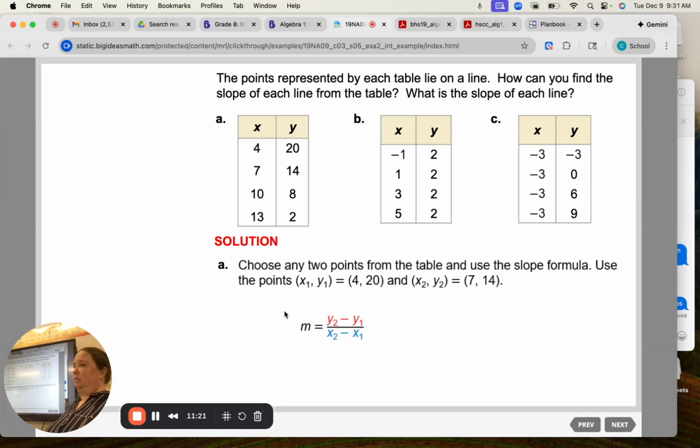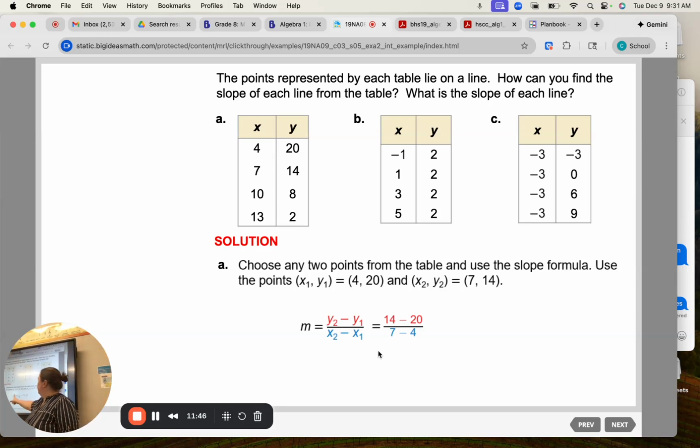Now we're going to plug it into our equation. So what would be my first number on top? y2. Y2 is? They've assigned it, so. Y2 is what? 14 minus 20. And then the x's would be? 7 minus 4. Good.